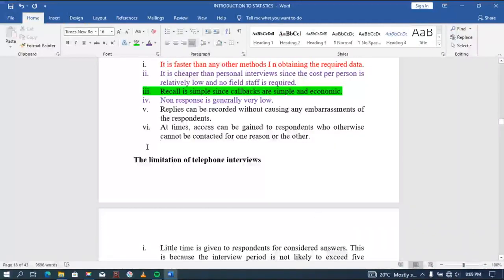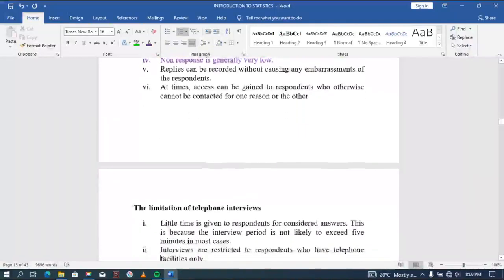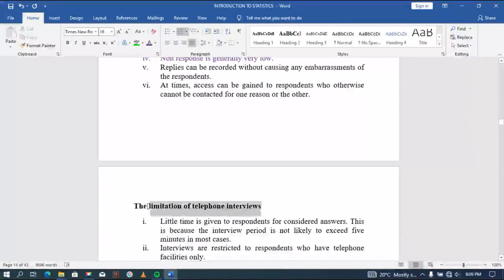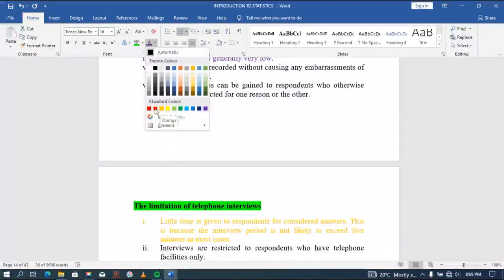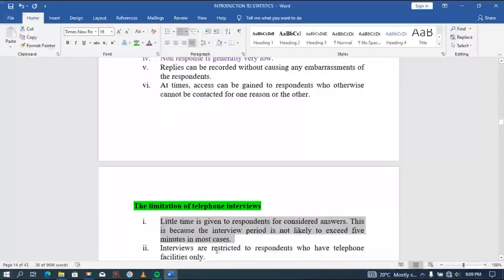Then we have some limitations of telephone interviews. So little time is given to respondents for considered answers. This is because the interview period is not likely to exceed 5 minutes in most cases. So the time spent on phone is very small, and you may not be in a position to gather all the information in the little time of, let's say, 5 minutes. So you have to gather less information due to the time factor.